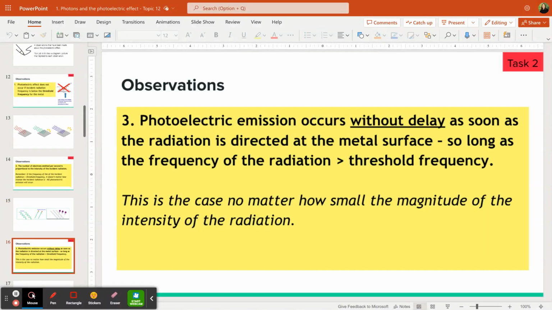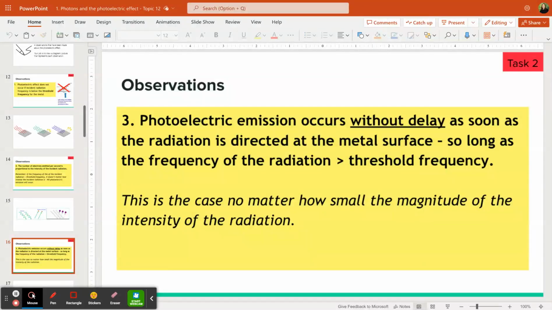Observation number 3, and this is really important, is that photoelectric effect emission occurs without delay. It's instantaneous. So the instant the radiation hits the surface is the instant the electrons are emitted, again, so long as the threshold frequency has been met. We are not saying that light is being shone and after a certain amount of time electrons are emitted. We are saying that the instant there's interaction between the light, the photons, and the metal surface, we get electron emission. It's instantaneous.